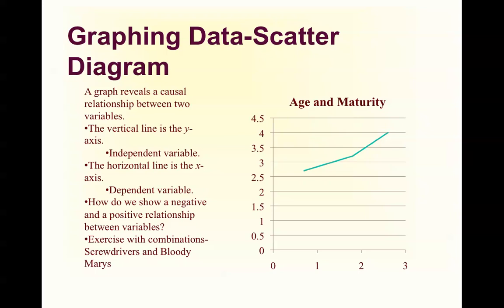Now what we show here is, as you look at the third bullet down, how do we show a negative and a positive relationship? A negative relationship is when the two variables, age and maturity, would go in opposite directions. So the line would be going down. It would be going from left to right. What you see in front of you is something known as a positive relationship. So both variables are going up at the same time.